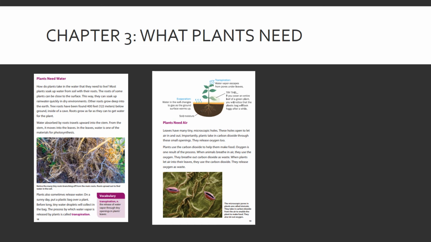When animals breathe in air, they use the oxygen. They breathe out carbon dioxide as waste. When plants let air into their leaves, they use the carbon dioxide, and they release oxygen as waste. So again, here's a microscopic pore in the plant, and you can kind of see how it's taking in the carbon dioxide to enable the plant to make food, and how they also let out oxygen.